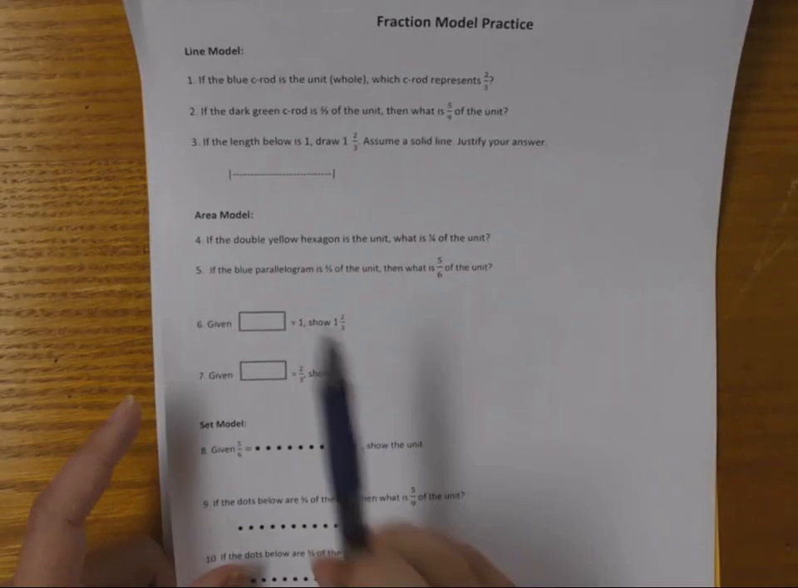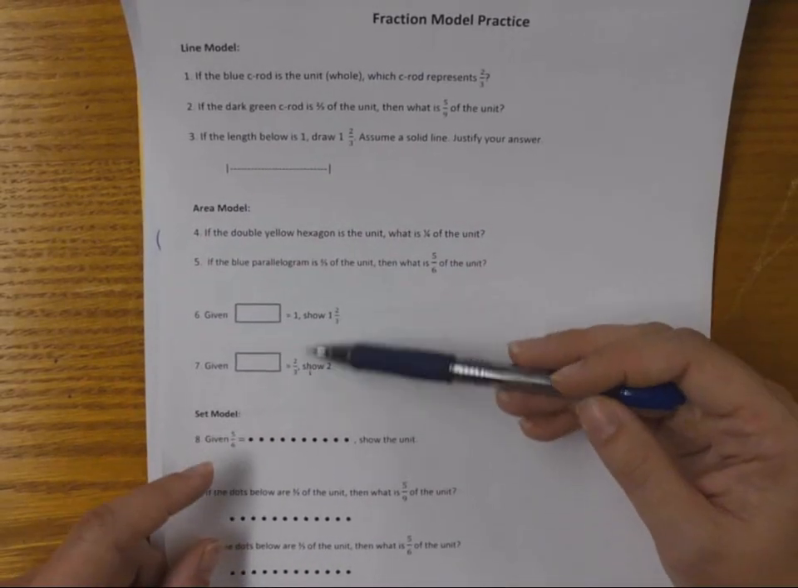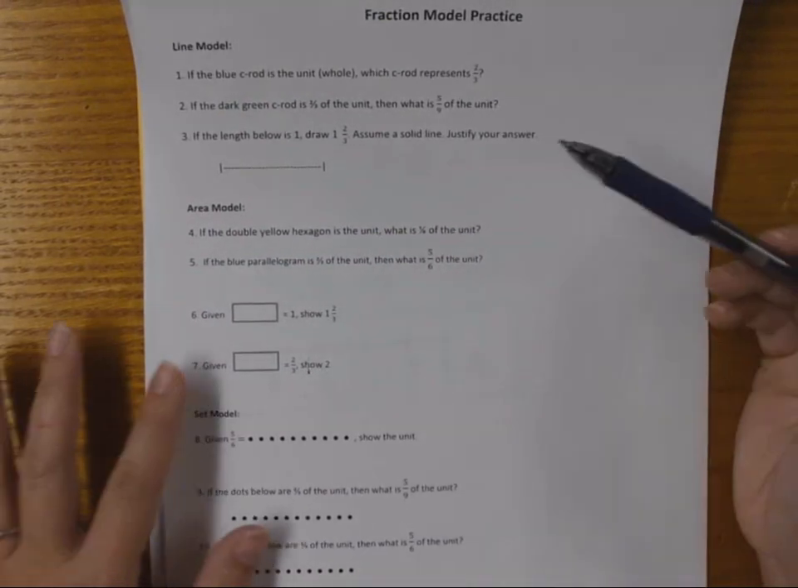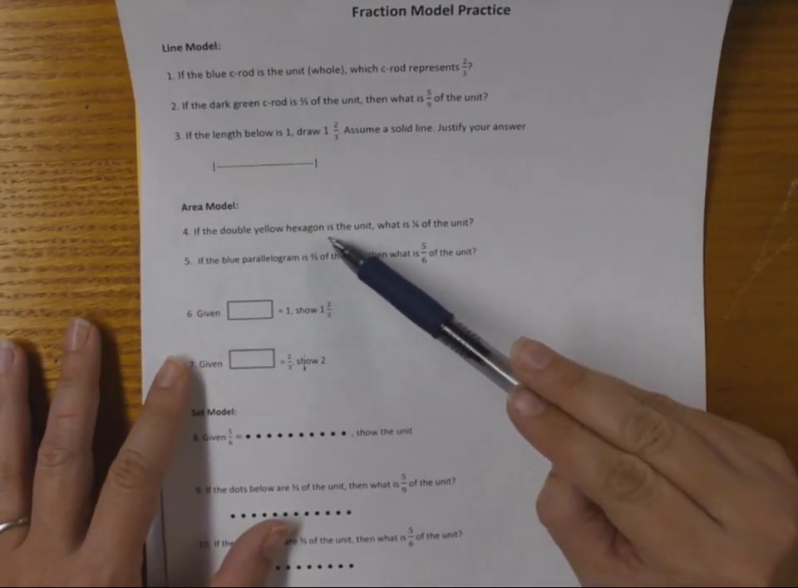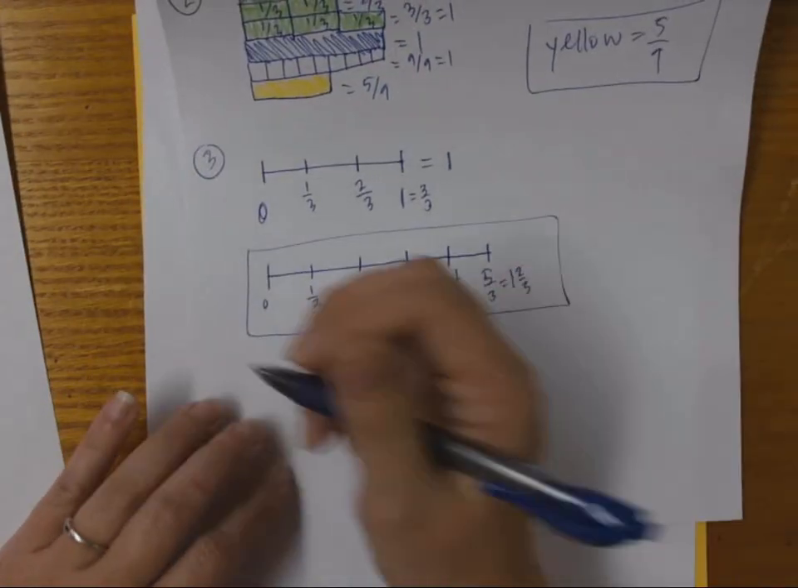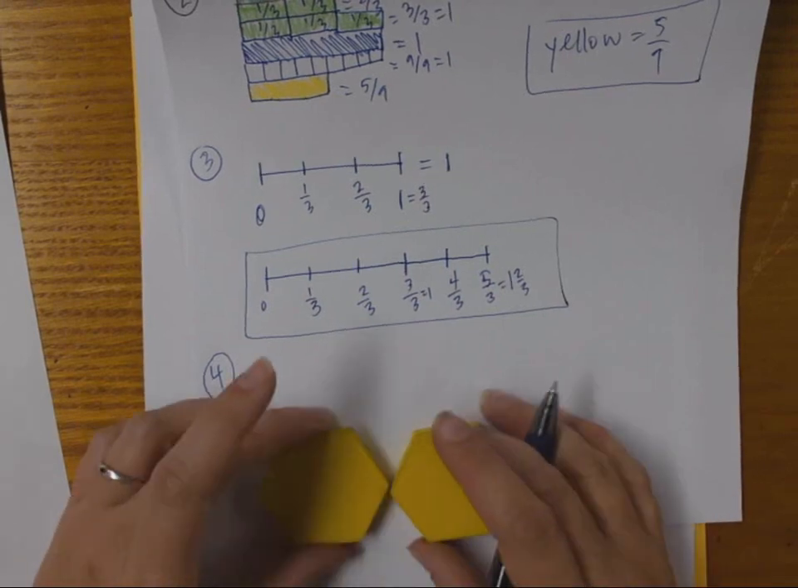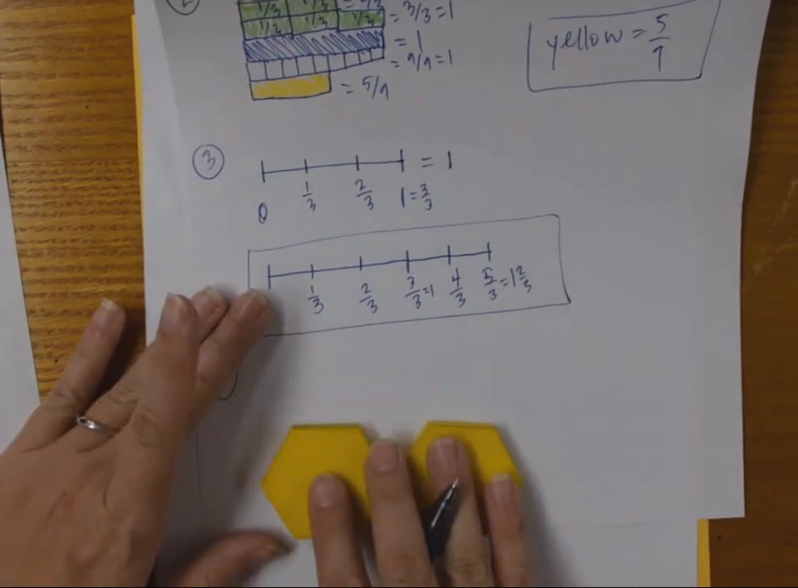So let's move on to the area model. For the area model, we're going to use pattern blocks, and also these little squares or little rectangles here. So if the double yellow hexagon is the unit, what is 1/4 of the unit? Okay, so double yellow hexagon, so 2 yellow hexagons here. That's my unit. That's my whole.